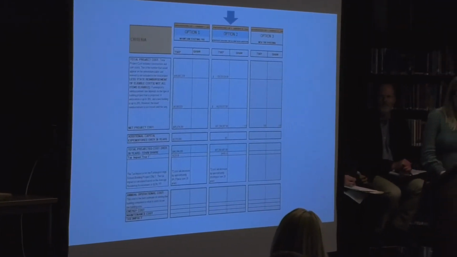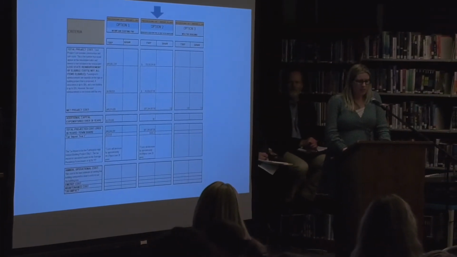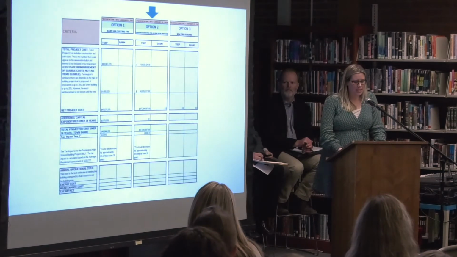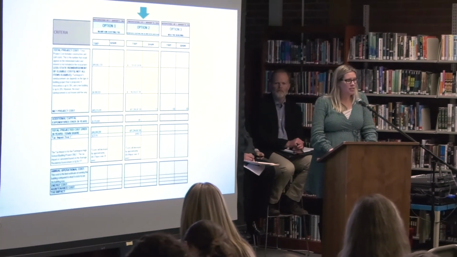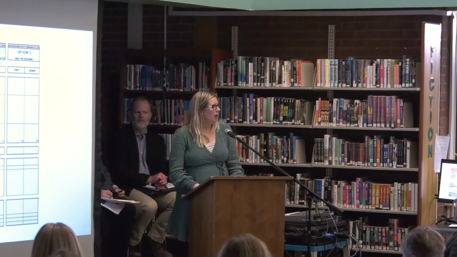For this option, the tax impact to the average home assessed at $226,777 is $480.31 in year one. Costs will decrease by approximately $9.09 per year over 20 years. So if the building committee has any questions for the architects on the design, we'll open up the floor for about 10 minutes.